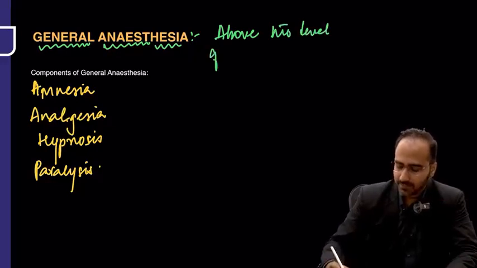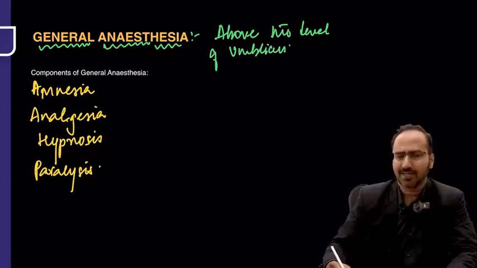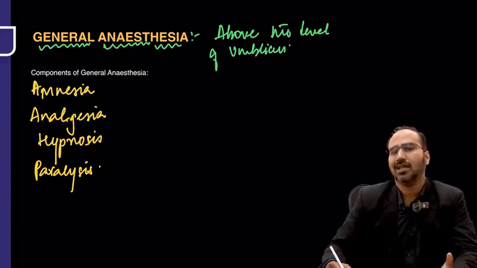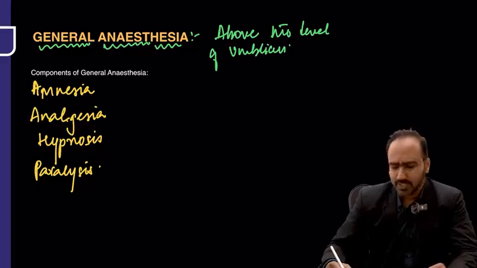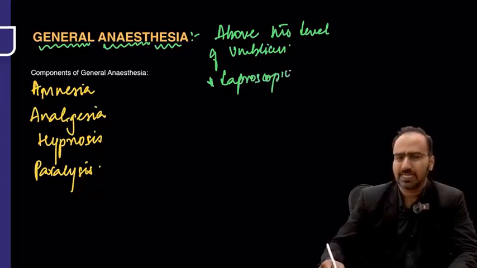Above the level of umbilicus. It could be including the heart, the major surgeries such as heart surgery, brain surgery, lung surgery, take any thoracic surgery. You can go for general anesthesia. And any laparoscopic surgery also. Any laparoscopic, whether it is below or above.